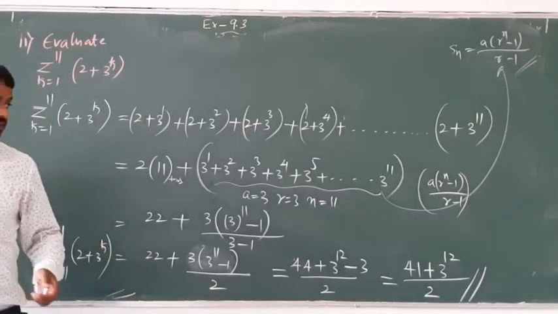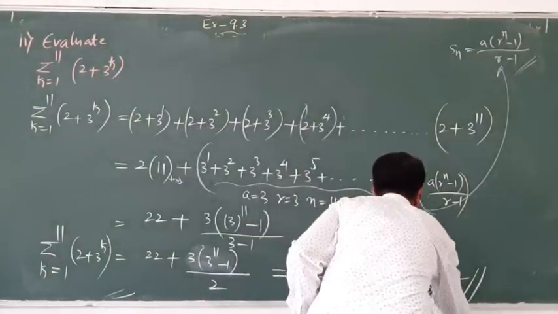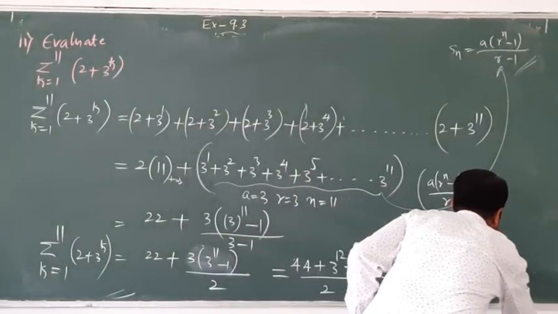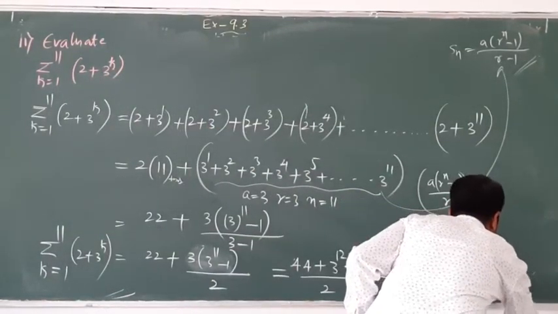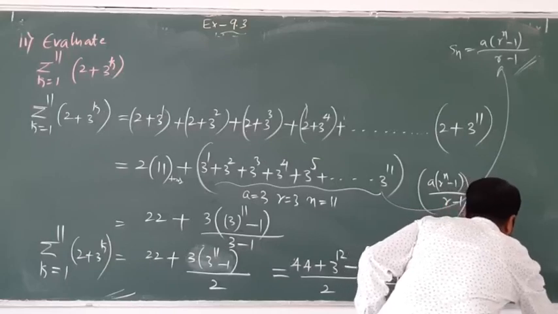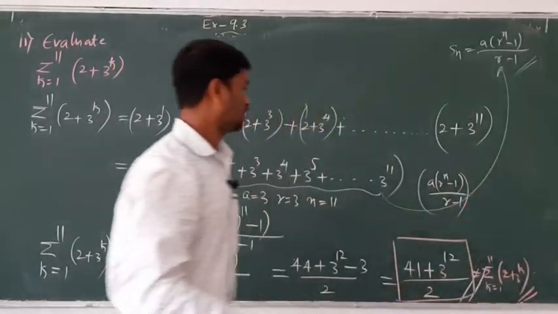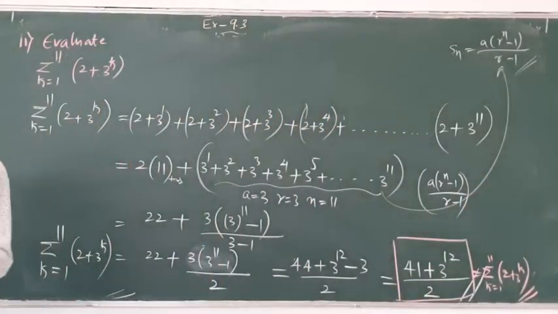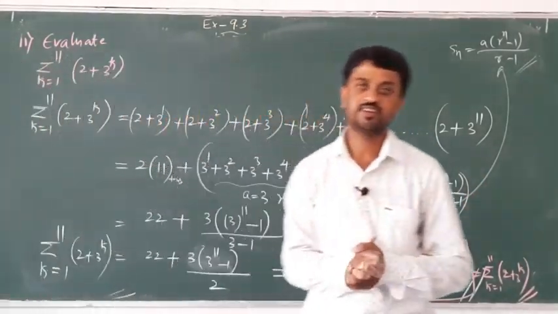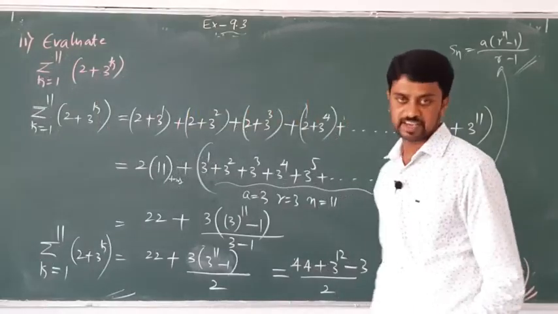This is one of the very important answers: the summation of k equals 1 to 11 of 2 plus 3 power of k. This is a very important question, a nice question also. This is one of the questions of the day.